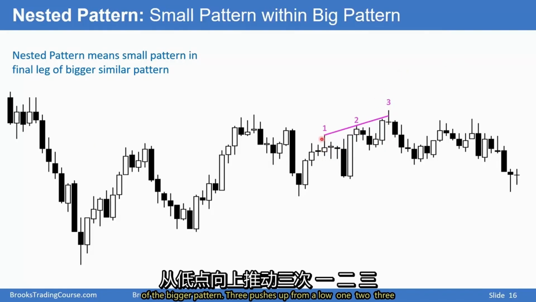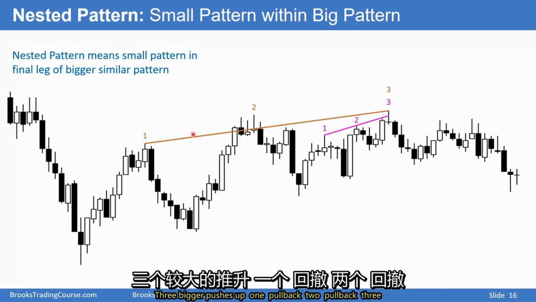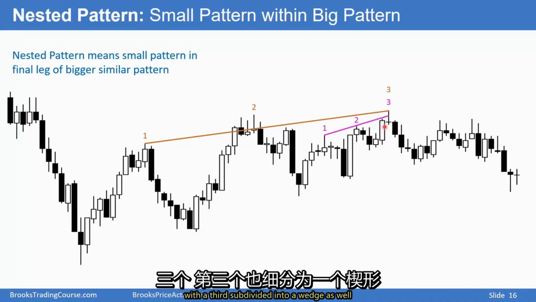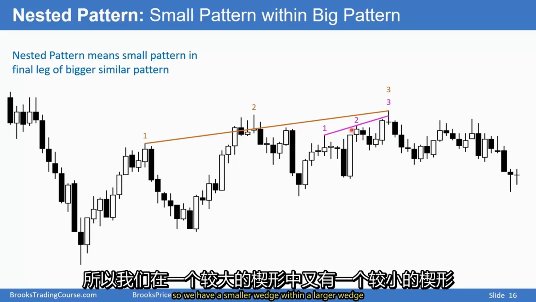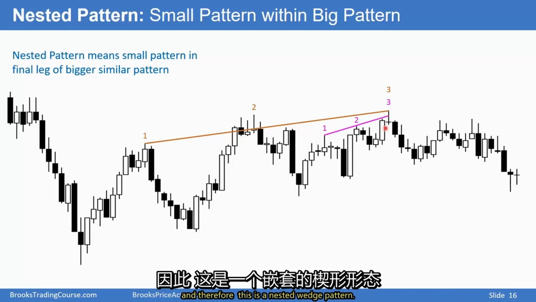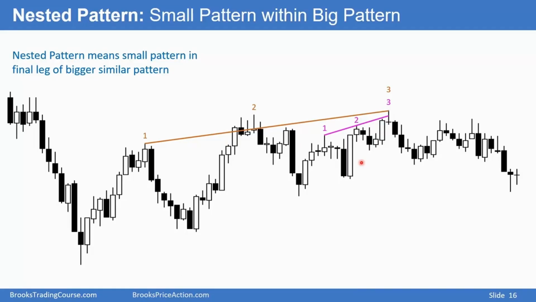3 pushes up from a low, 1, 2, 3. So this is a wedge rally. And it's within a larger wedge. 3 bigger pushes up, 1, pullback, 2, pullback, 3, where the third subdivided into a wedge as well, 1, 2, 3. So we have a smaller wedge within a larger wedge, and therefore this is a nested wedge pattern. It has a higher probability of a reversal.